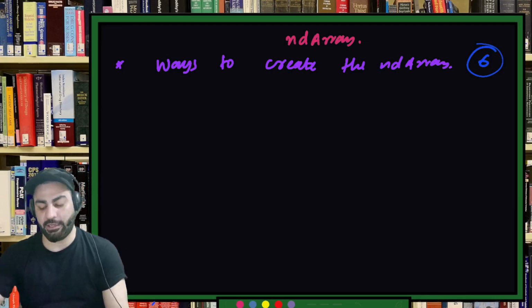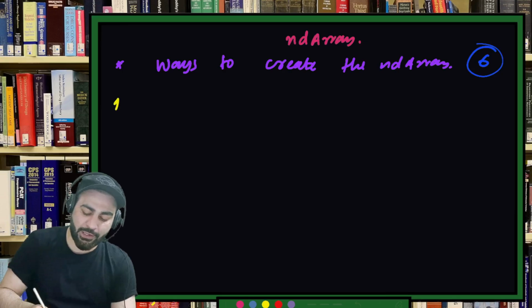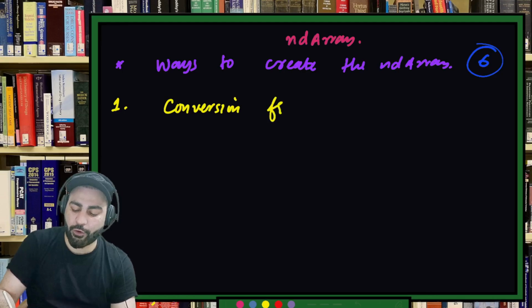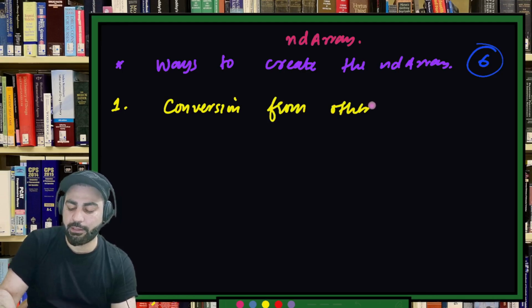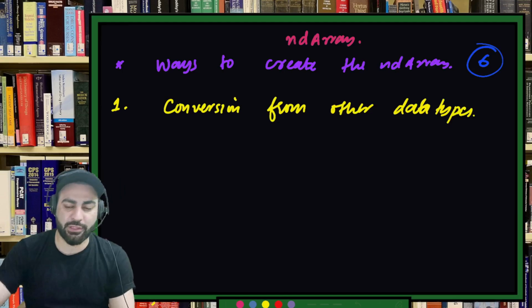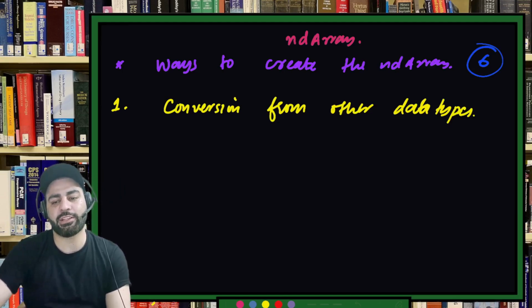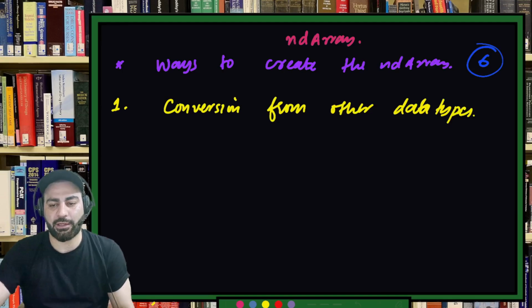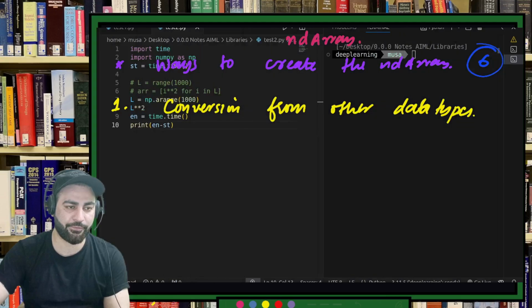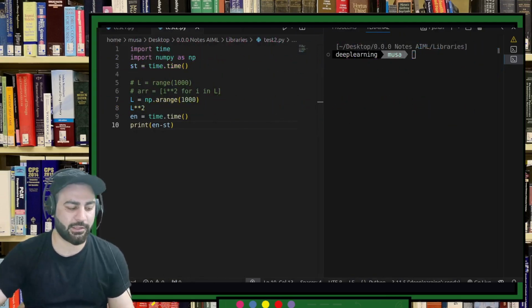The first way is conversion from other data types. Because you might have a list, or let's suppose a tuple, or a dictionary or something, and you can just create arrays from these other data types. So let's see that first. Okay, let's go to the coding window and show you that. I think I've shown you for lists.